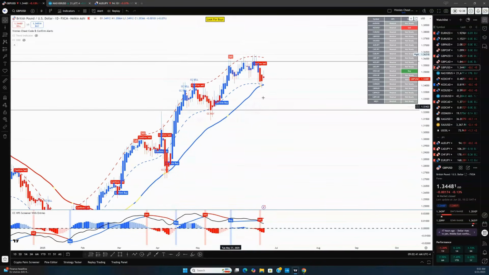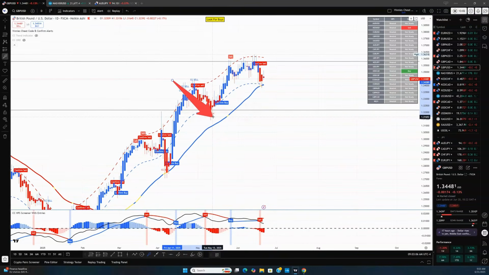So all we want to do is wait for a signal on the daily time frame. It could be a cheat code buy signal or a cheat code sell signal, right? Remember, if you're trading against the trend, if you take a sell here, for instance, just remember that price is bullish. So you want to make sure you get out when you get that cheat code buy signal.